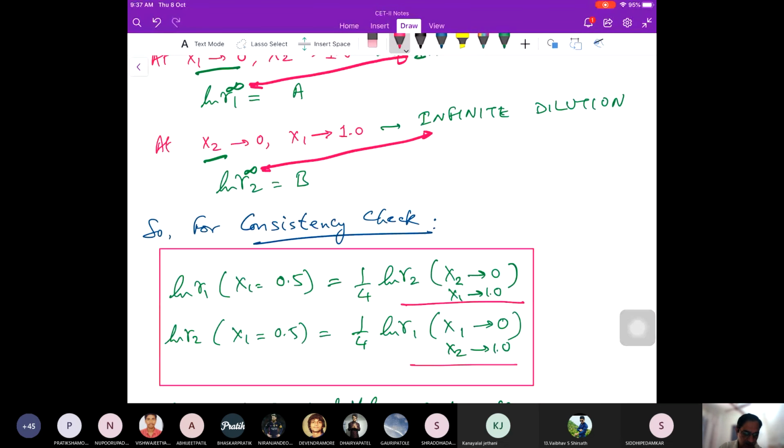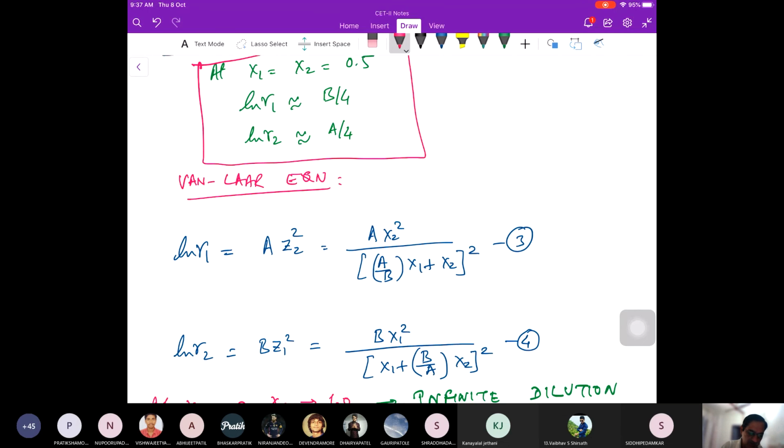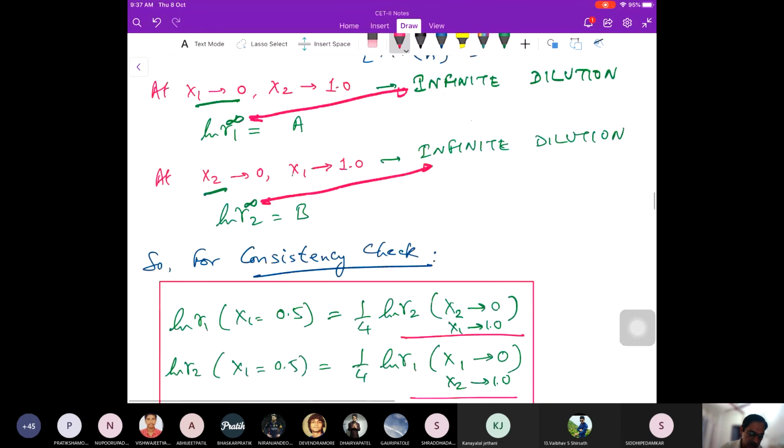So now we can conclude for the consistency test, ln gamma 1 at x1 equal to 0.5. What we have seen is ln gamma 1 at x1 equal to 0.5 is equal to b by 4. So ln gamma 1 at x1 equal to 0.5 is equal to 1 by 4 into b. b is nothing but ln gamma 2 at x2 tending to 0. That means this is nothing but that. Okay?